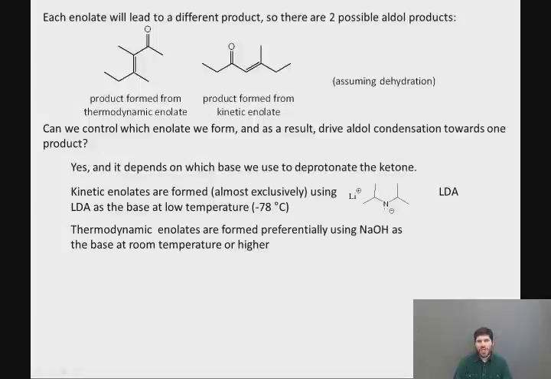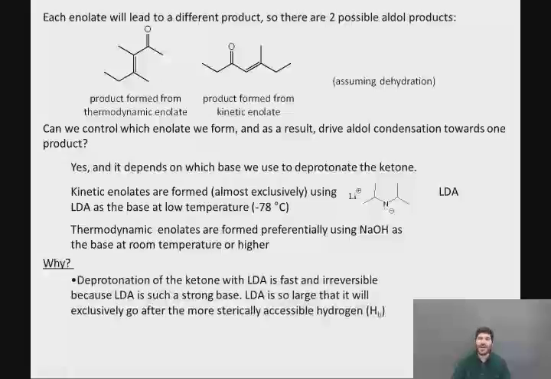On the other hand, the thermodynamic enolates are formed preferentially. Notice I used a different word here, preferentially rather than exclusively, when sodium hydroxide is used as the base and the temperature is higher, room temperature or higher. So we have a set of conditions that favors the kinetic enolate, and therefore the product from the kinetic enolate, and a different set of conditions that favors formation of the thermodynamic enolate, and as a result, the product that's formed from that.